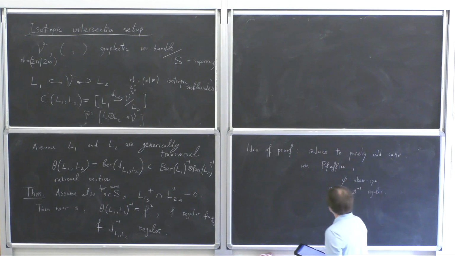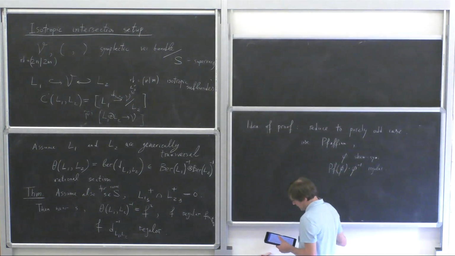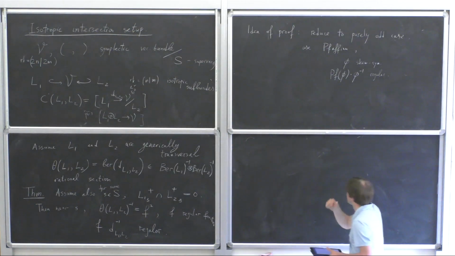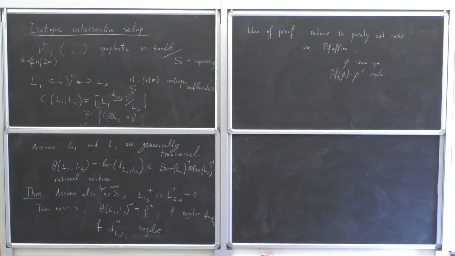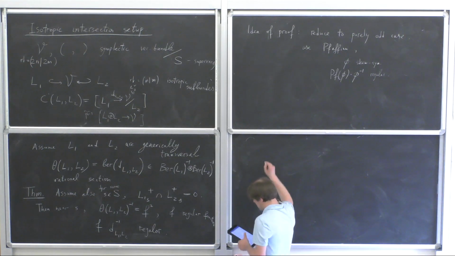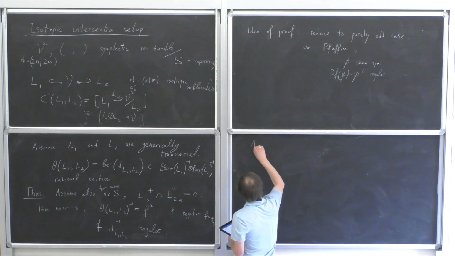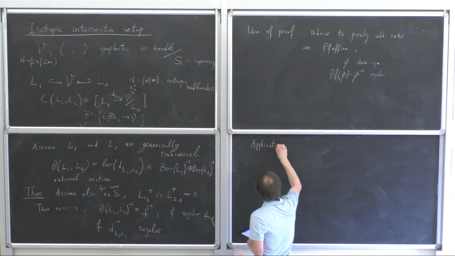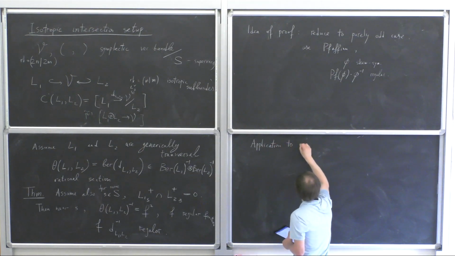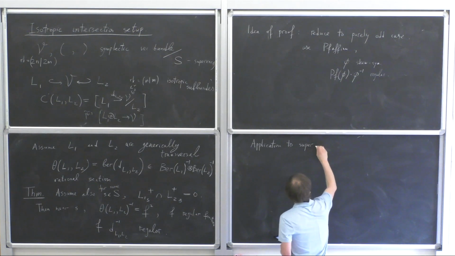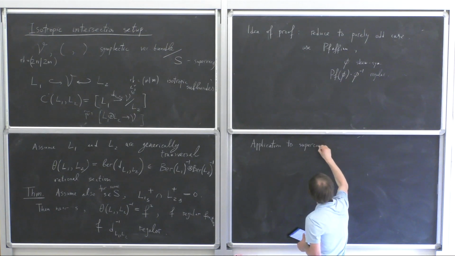Okay, let me now explain how to apply this to get a theorem about the behavior of superperiods of smooth supercurves near the locus where spin structures acquire a section. So, application to supercurves. So this is still a story about smooth supercurves.